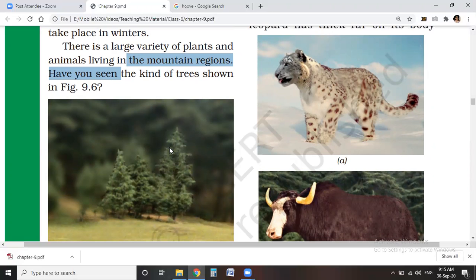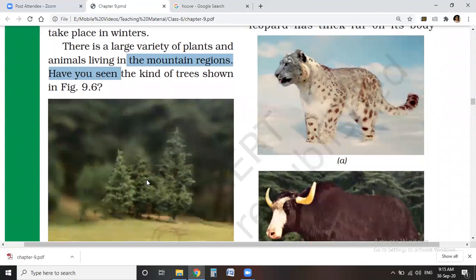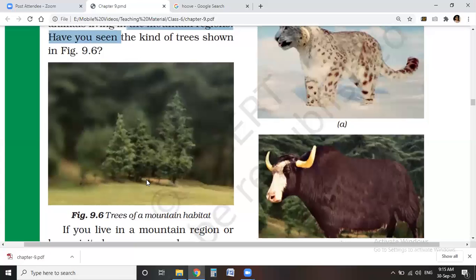And when we talk about the living organisms which live in the mountain regions, first we discuss the plants. A large variety of plants are present on the mountains. You see this type of plants. They adapt specific characters to live in the mountain habitat. How, and which characters do they adapt?